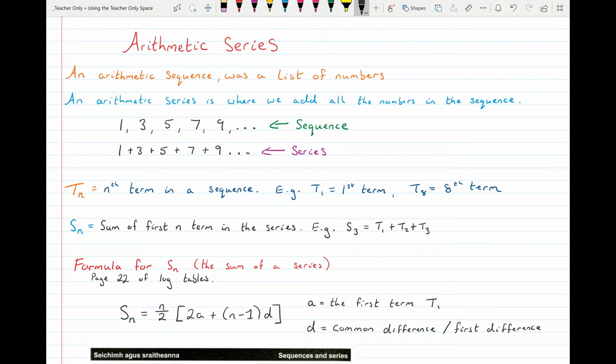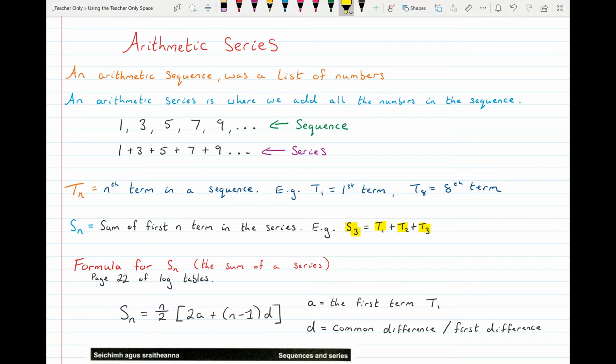To differentiate between a sequence and a series, instead of using Tn, we use Sn. So the sum of the first n terms in the series. S3 will be term 1 plus term 2 plus term 3. So if you're talking about S, you're going to be adding them all together. If you're talking about T, it's just a specific number in the sequence.